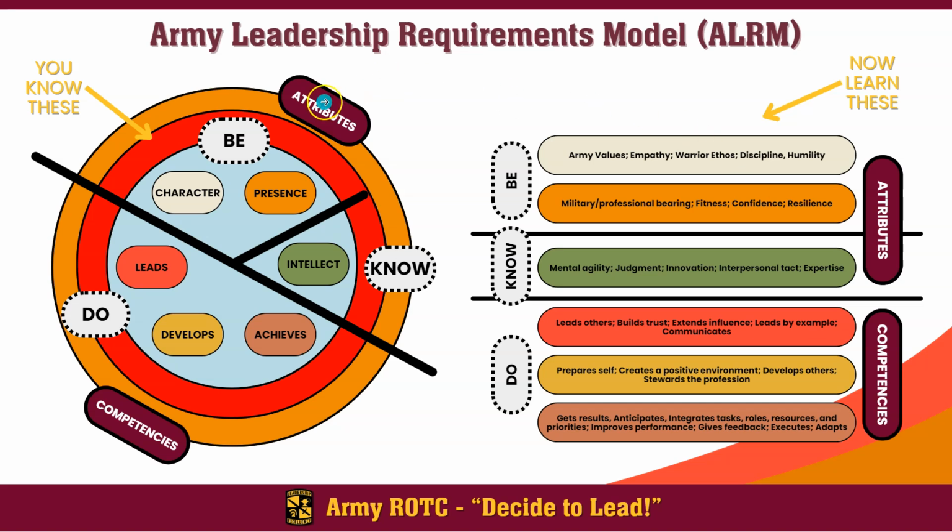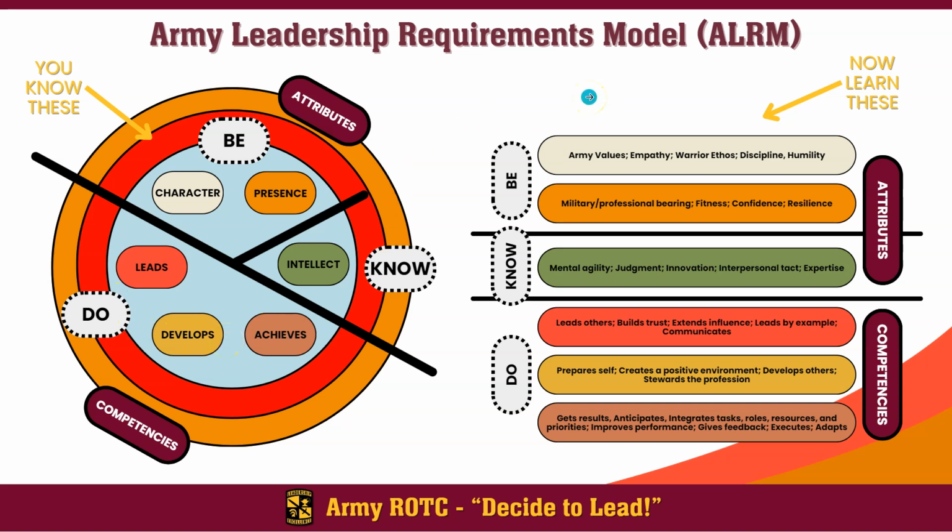So as a quick refresher, we know that character and presence are part of the be portion of the model. Be these things, be a good quality person, be around, be fit, be resilient. We also know that intellect falls under the know portion of the model, and all three of those are considered attributes or who you are as a person. Down here, leads, develops, and achieves, those are all competencies that fall under the do portion of our ALRM. So this is a very basic version of that model.